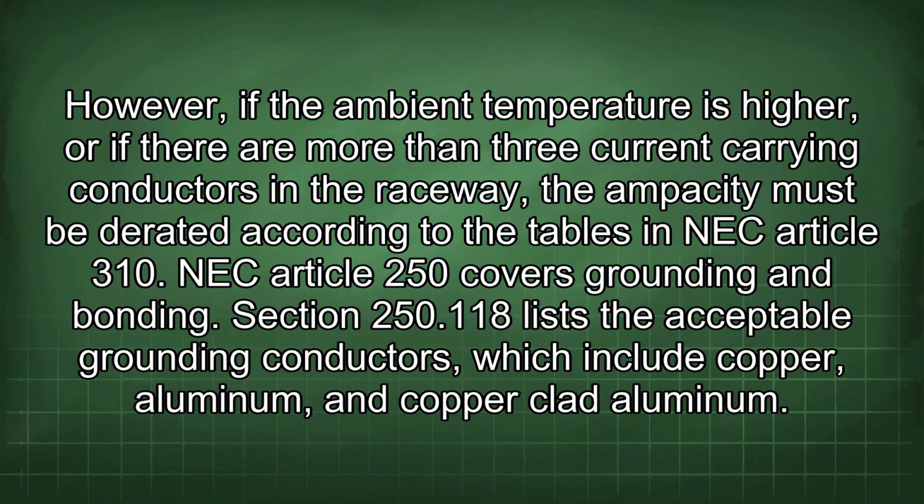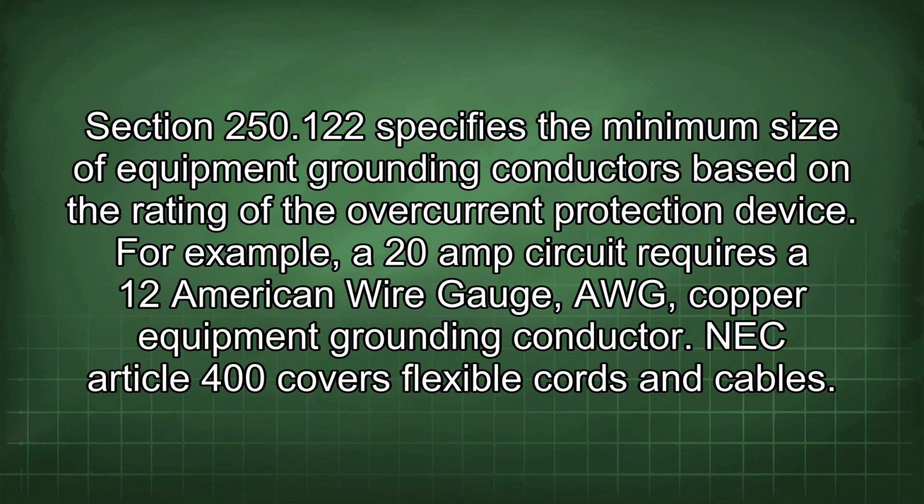NEC Article 250 covers grounding and bonding. Section 250.118 lists the acceptable grounding conductors, which include copper, aluminum, and copper-clad aluminum. Section 250.122 specifies the minimum size of equipment grounding conductors based on the rating of the overcurrent protection device. For example, a 20 amp circuit requires a 12 American wire gauge (AWG) copper equipment grounding conductor.